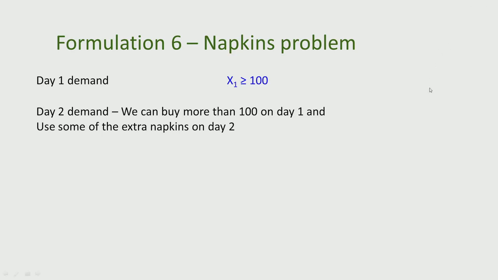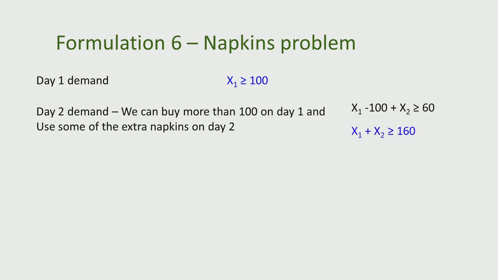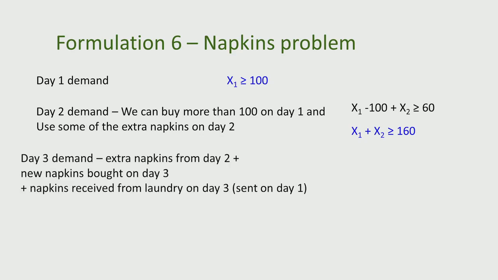So, this is rewritten as x1 plus x2 greater than or equal to 160, because you take this 100 to the other side of the inequality. So, x1 plus x2 greater than or equal to 160, which is shown in blue color, and the two constraints shown in blue color are the actual constraints for days 1 and 2 respectively. Now, we move on to the third day.